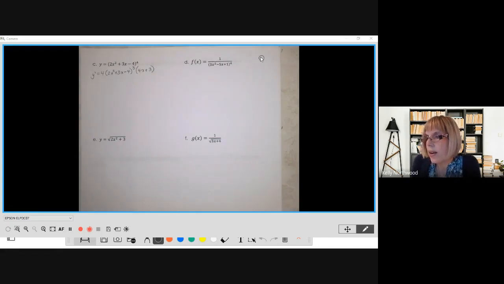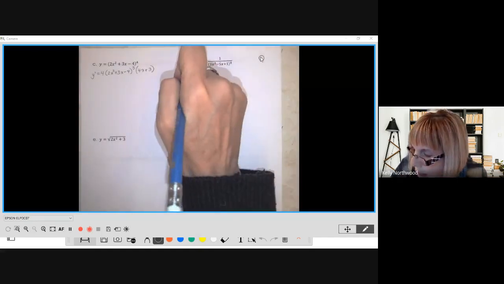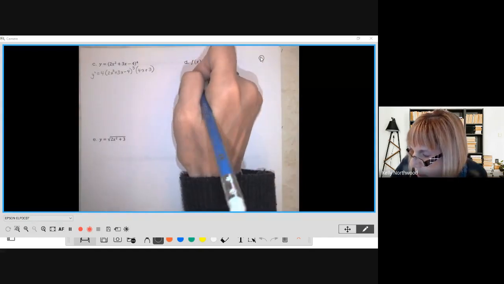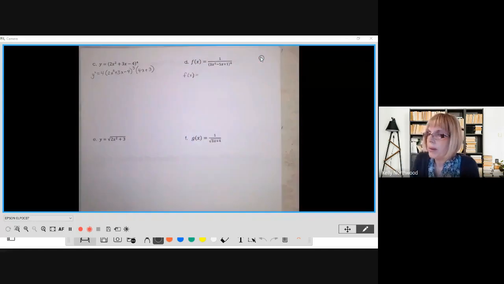Okay, for D, it's not in the right format to take the derivative, so I first want to rewrite it. Anyone know how I would rewrite this one before I use the chain rule?